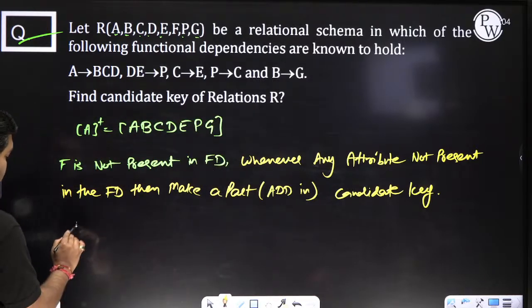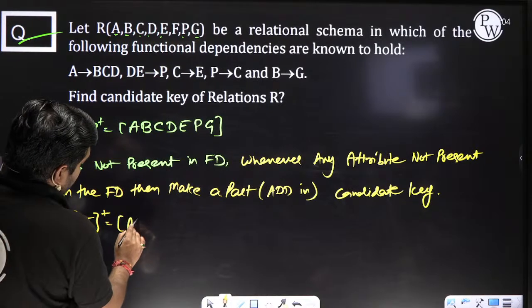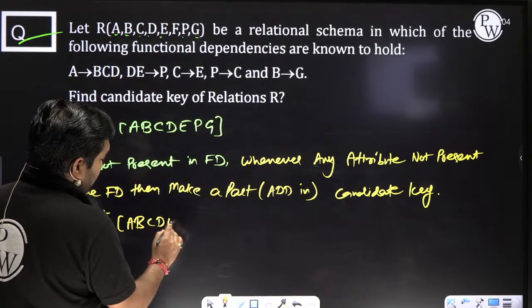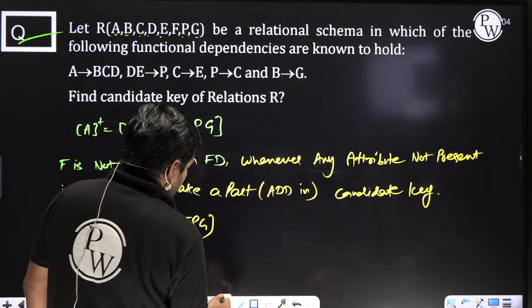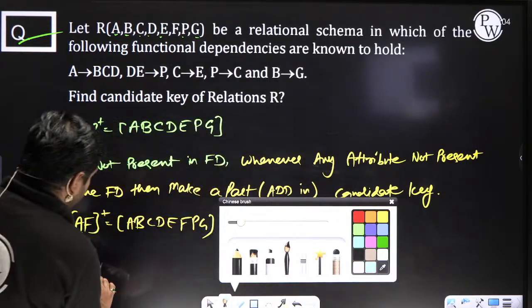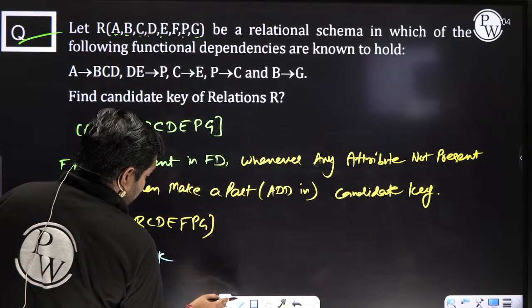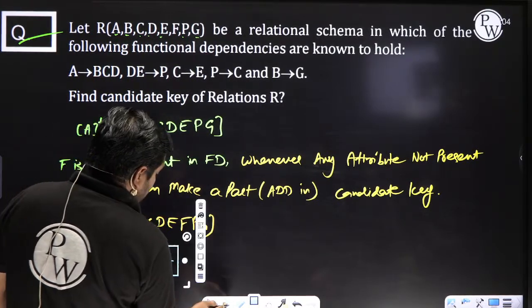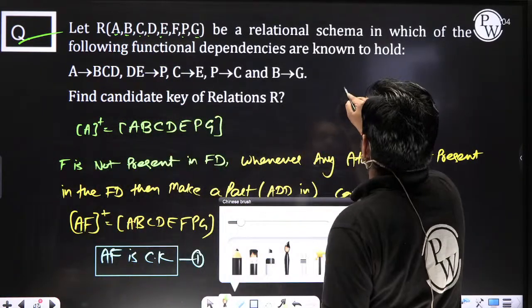So, bacha Sudeep, just wait. When we take the closure of AF, what happens? A, B, F, P, G. Okay. Now we can say AF, not AB, AF is a candidate. Now the question arises, sir, can we have multiple candidate keys?